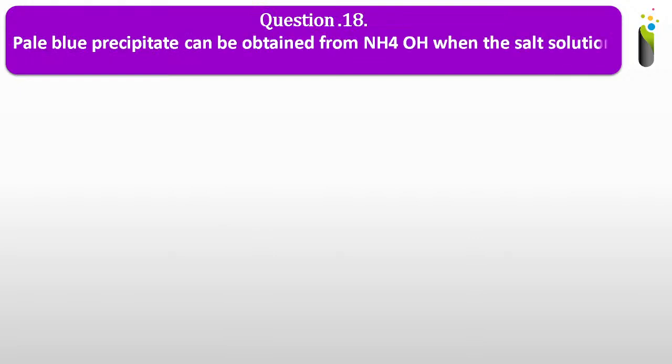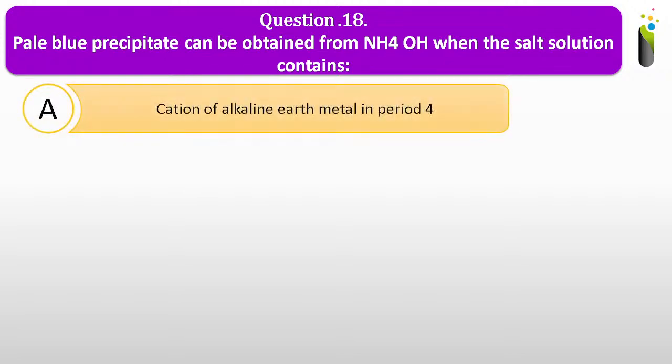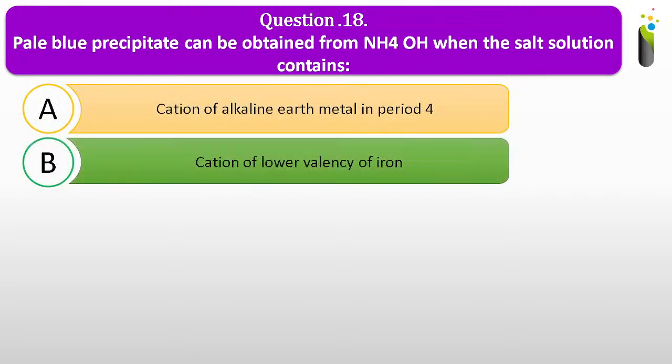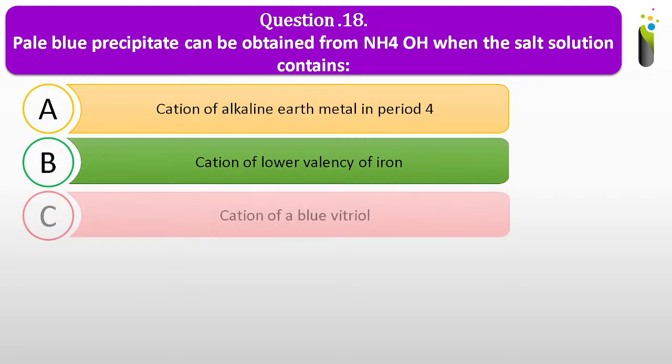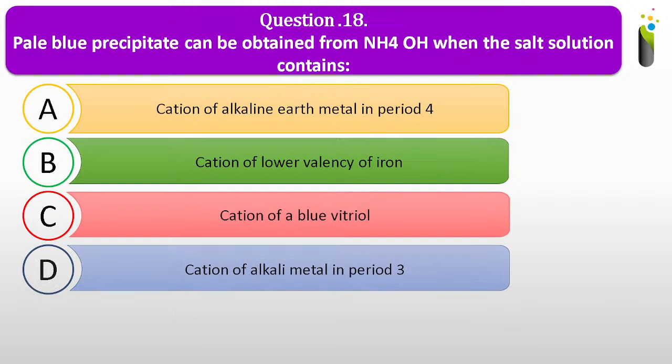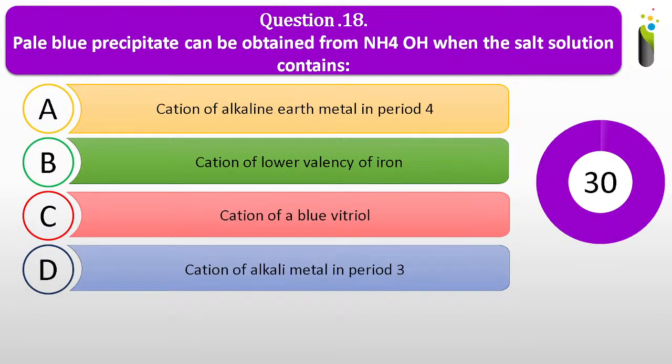Question number 18. Pale blue precipitate can be obtained from NH4OH when the salt solution contains dash. A. Cation of alkaline earth metal in period 4. B. Cation of lower valency of iron. C. Cation of a blue vitriol. D. Cation of alkali metal in period 3.